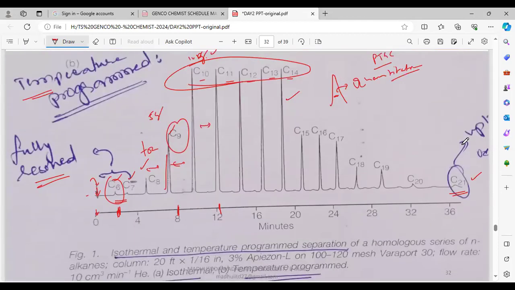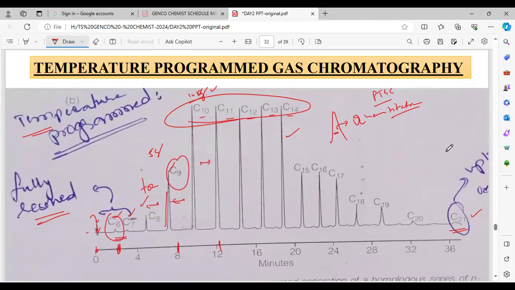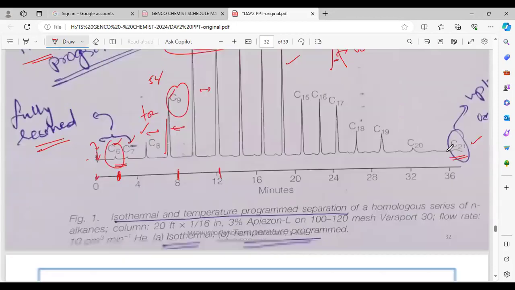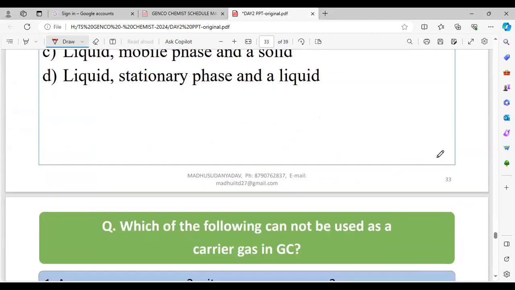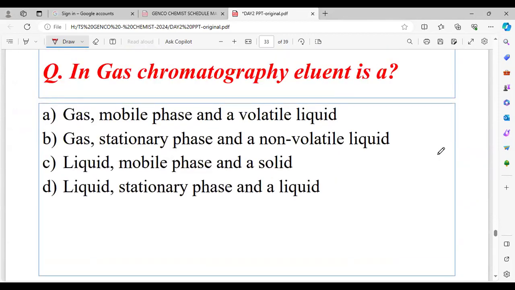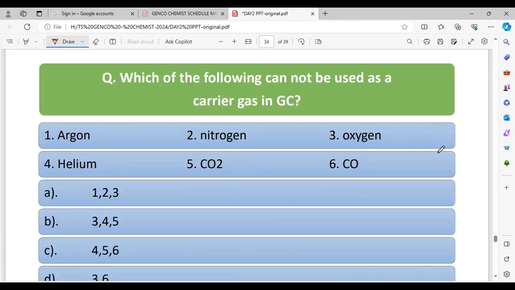సో దిస్ ఈస్ అబౌట్ టుడేస్ లెక్చర్. వీ హ్యావ్ 4 more minutes. ఈ 4 minutes లో కొన్ని క్వశ్చన్స్ ఫ్రేమ్ చేసా లాస్ట్లో. ఇది మోస్ట్లీ మీరు సాల్వ్ చేసుకోగలుగుతారు. ఇన్ గ్యాస్ క్రోమాటోగ్రఫీ ఎలిమెంట్ ఈస్ వాట్? మీరు చూసుకోండి, నేను పెట్టిన ప్రతి క్వశ్చన్ ఎక్కడో ఒక చోట ఆ నోట్స్లోనే ఉంటుంది, మీరు కరెక్ట్గా చదివితే అటెండ్ చేయాలి. ఓకే, అండ్ విచ్ ఆఫ్ ద ఫాలోయింగ్ కెనాట్ బి యూజ్డ్ యాజ్ ఎ క్యారియర్ గ్యాస్ ఇన్ జీసీ? ఇందులో ఏవి క్యారియర్ గ్యాస్గా యూజ్ చేయలేము.